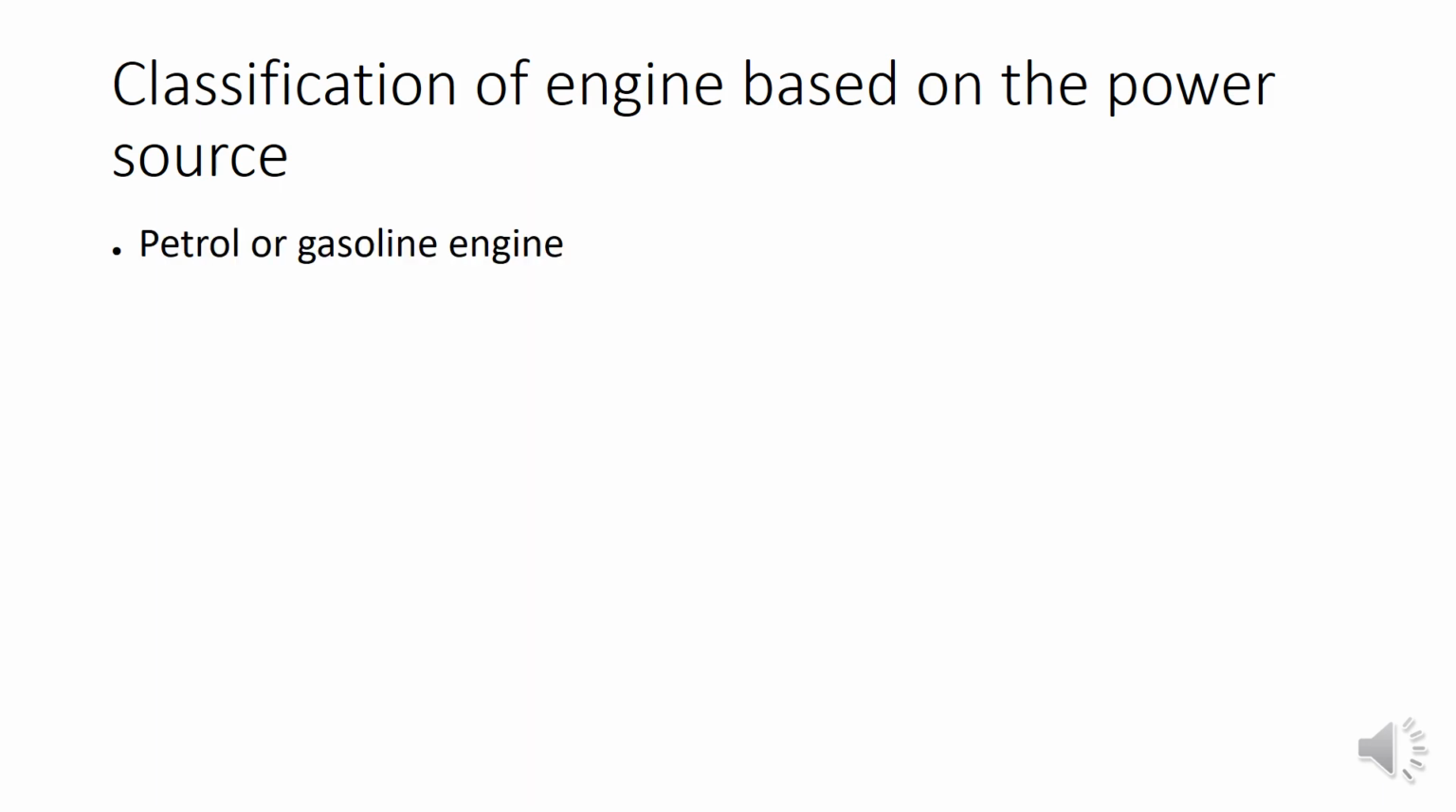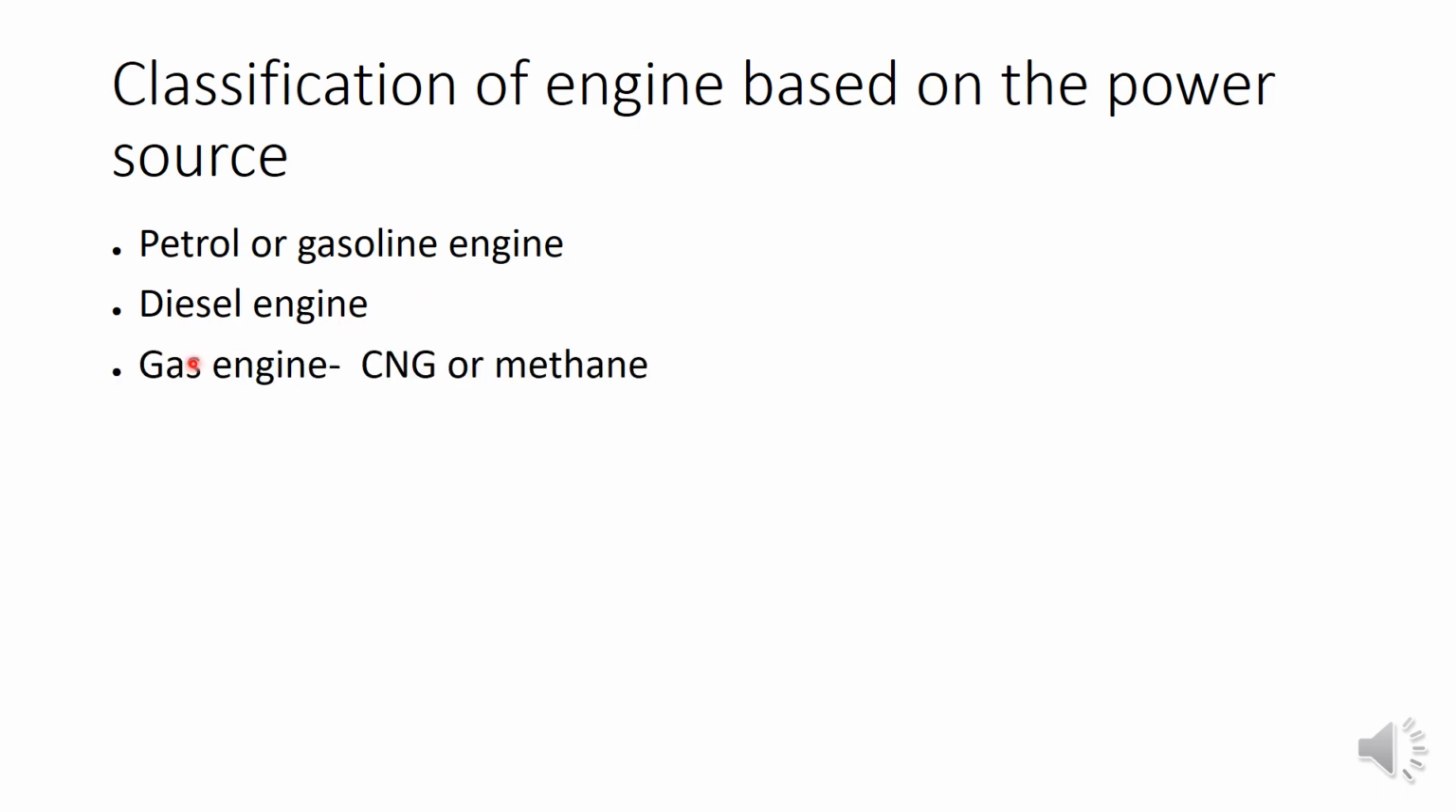The first one is the petrol engine, which uses petrol as a fuel. Gasoline is another word used for petrol, especially in the US. Another engine is the diesel engine, which uses diesel as a fuel. Other than this, we have some other engines also. For example, a gas engine works on CNG, that is compressed natural gas, or methane, or hydrogen in special cases.